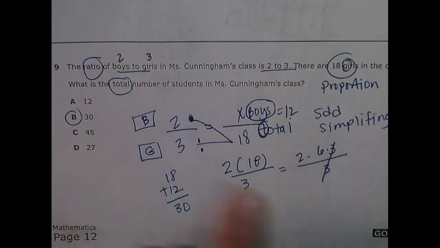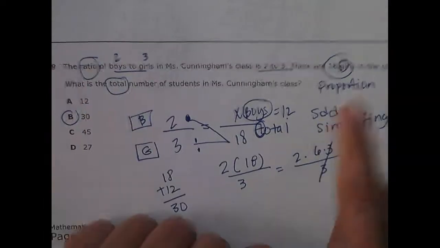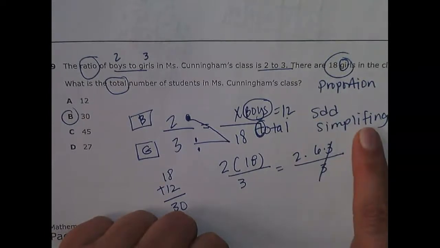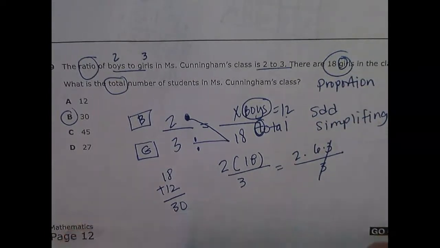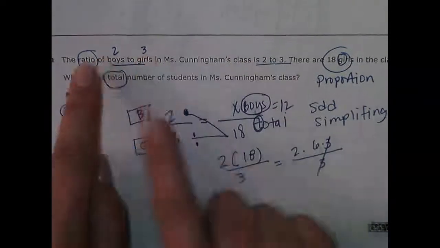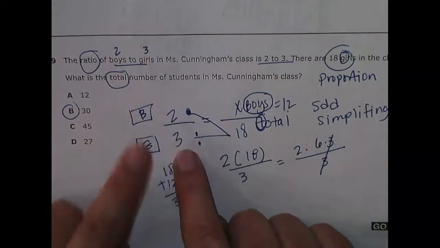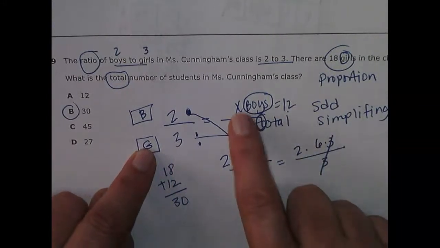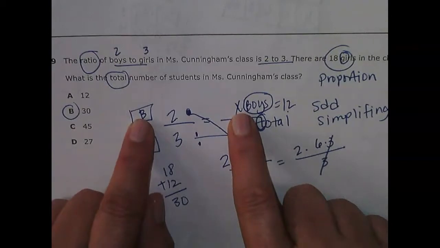So if you see ratio, you should know it's a proportion. You should know start, diagonal, divide. You should know you're going to be simplifying. All those things. And you should know you need nouns. And if you notice when you grab these numbers and put them here, there's your nouns. So 2 boys, 3 girls, and then 18 girls goes here. X goes here. When you find X, you're finding boys. I don't know if that's the answer, but that's what you're finding.